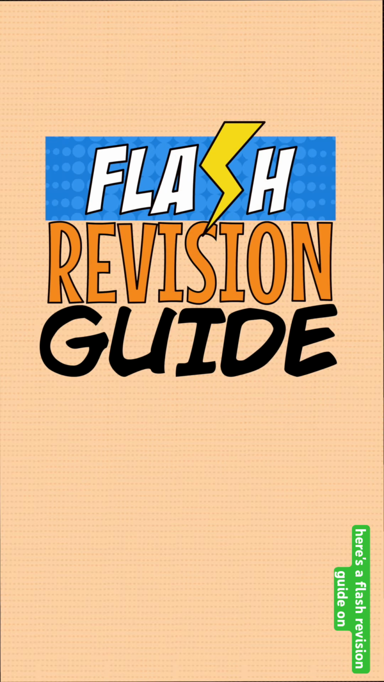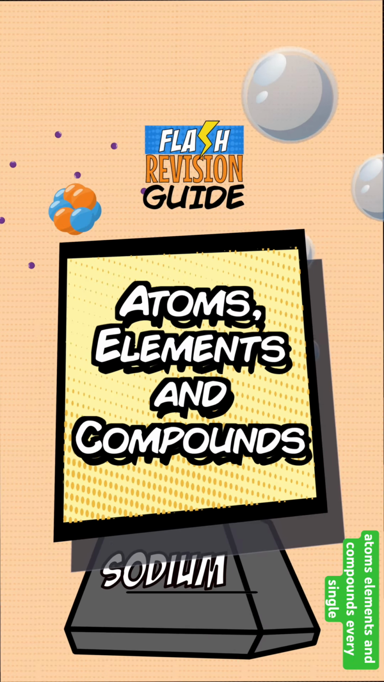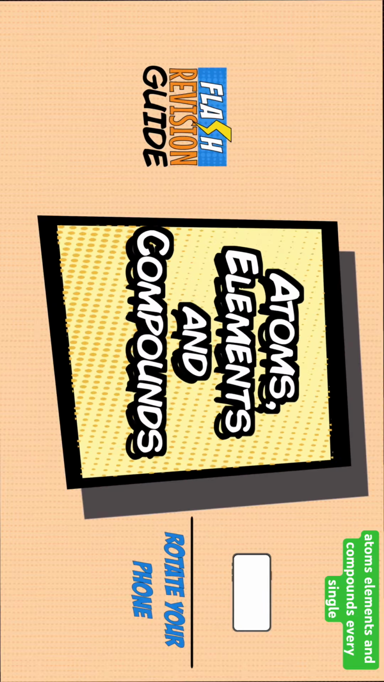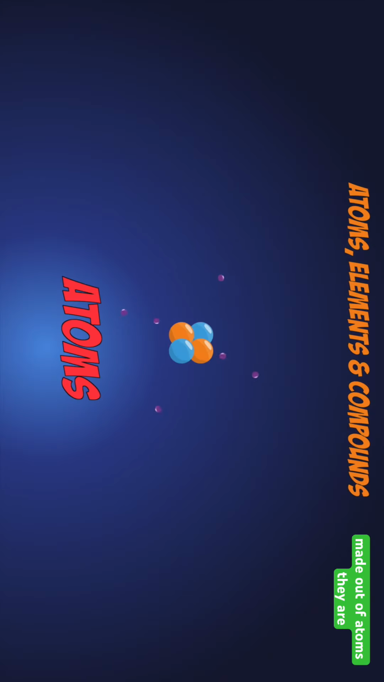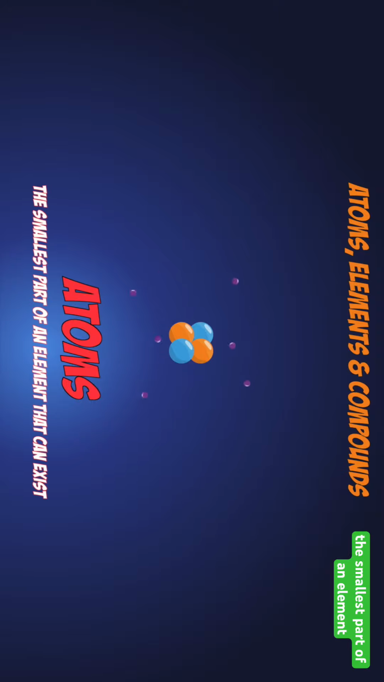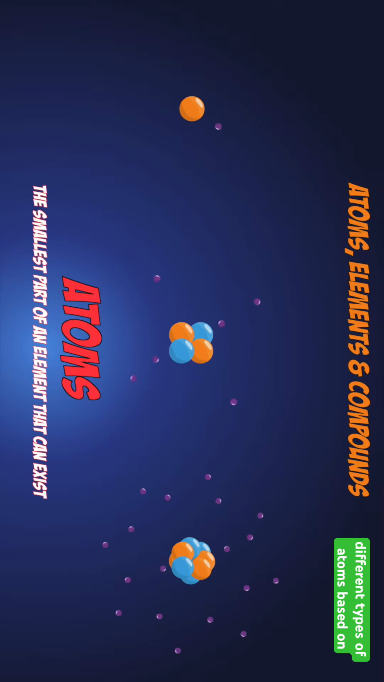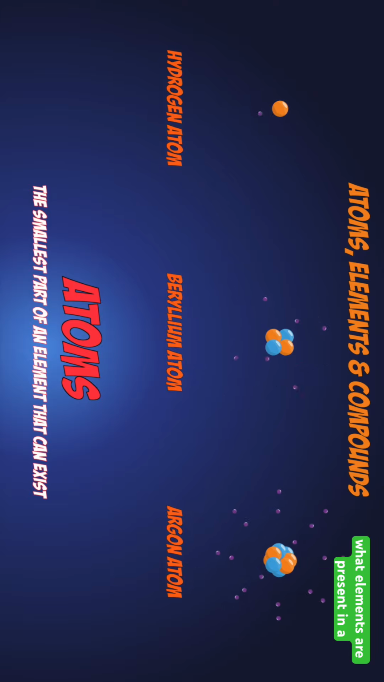Here's a flash revision guide on atoms, elements and compounds. Every single substance in the whole universe is made out of atoms. They are the smallest part of an element that can exist. You can have different types of atoms based on what elements are present in a substance.